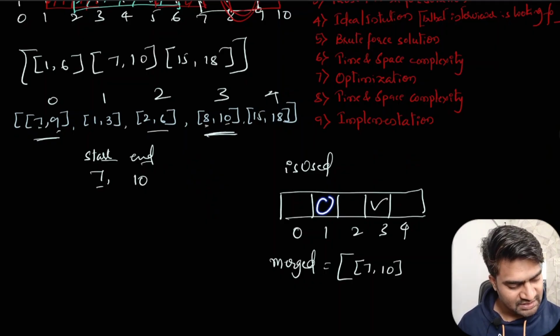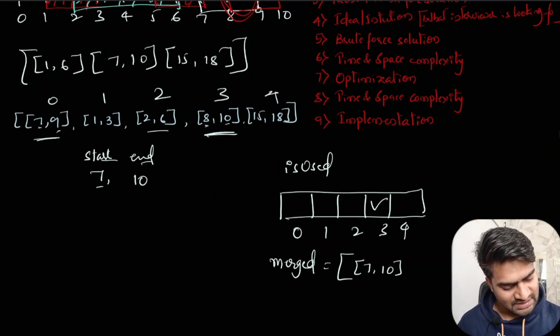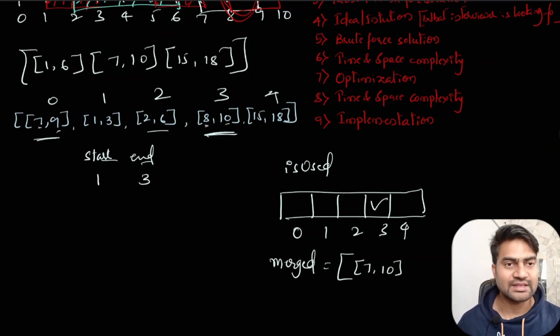If you see, this is not used here. If it is used, then there is no point in processing that. We have to ignore that and move on. So this is not used. So I will take my start as 1 and end as 3. Okay, then should we consider 7, 9? No need, right? It is already done. We have already merged that with 7, 9. So we will skip that and we will start with 2, 6.